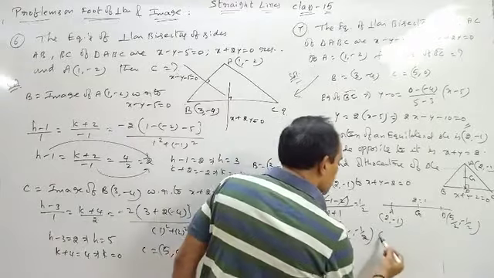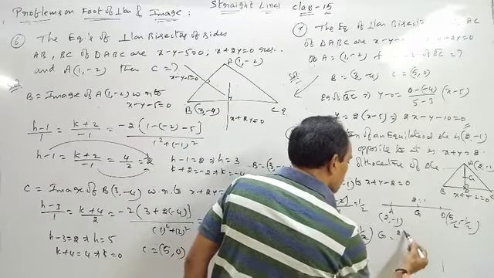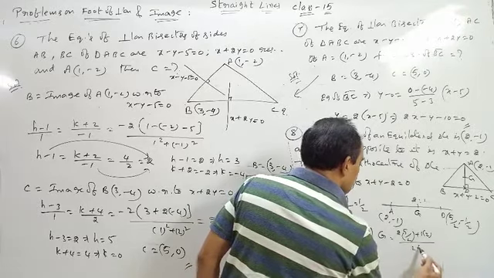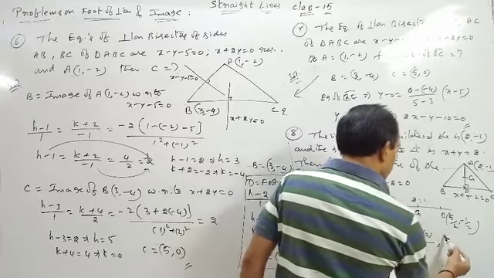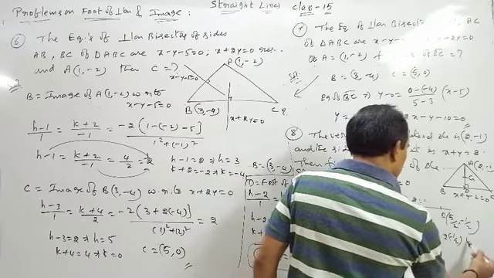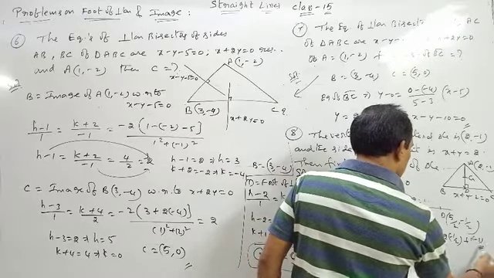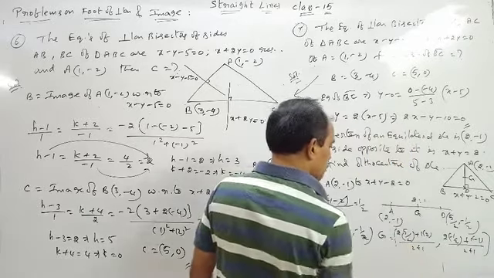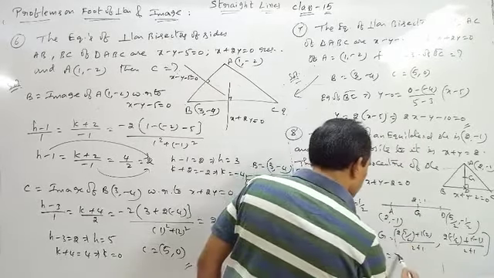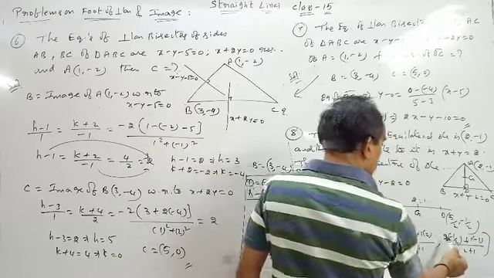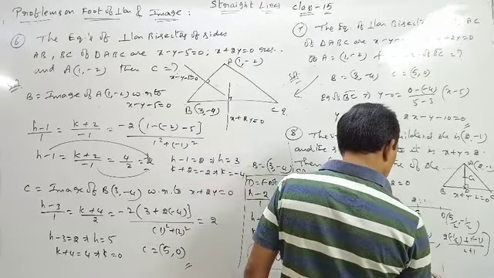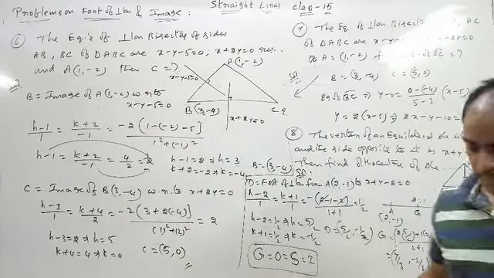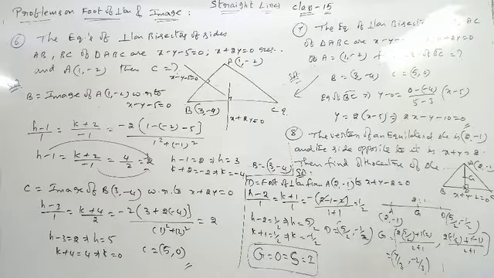So G is equal to (mx2 plus nx1) by (m plus n) and (my2 plus ny1) by (m plus n). So this is equal to, 2 to cancel, 5 plus 2, 7 by 3, 2 to cancel, minus 1 minus 1, minus 2 by 3. So this will be the centroid or orthocenter, whatever it is. Now take a screenshot for this question.